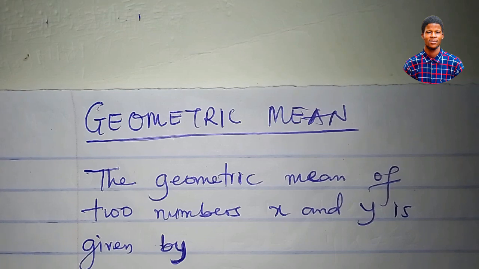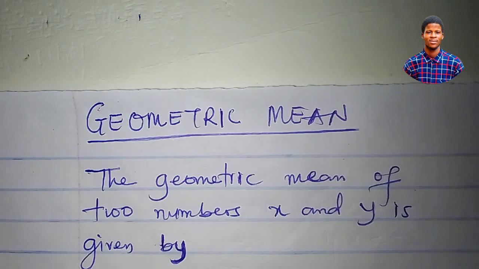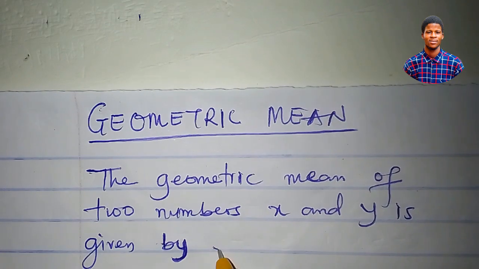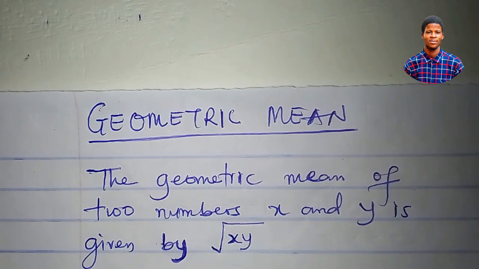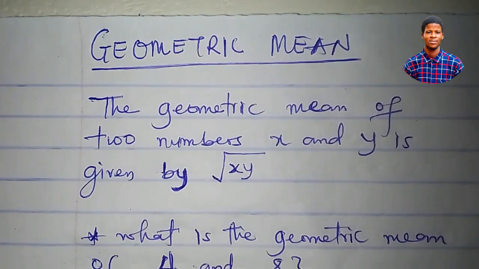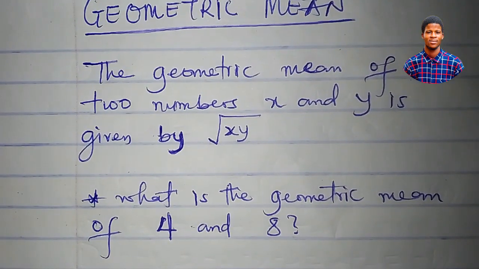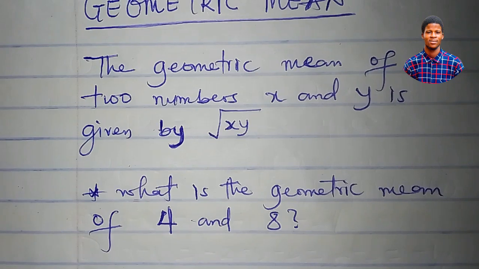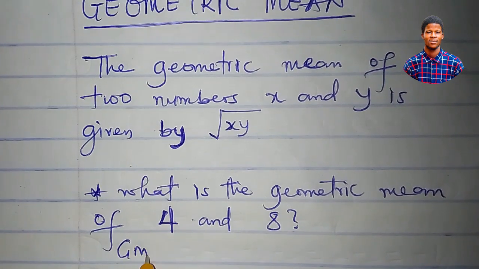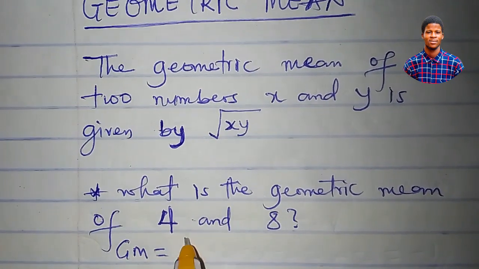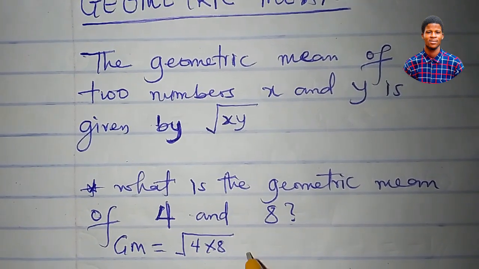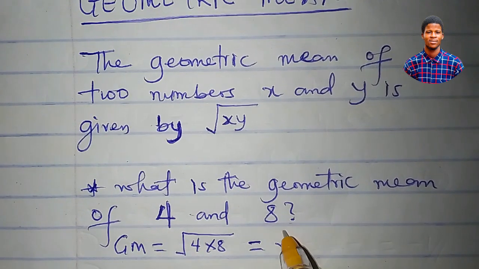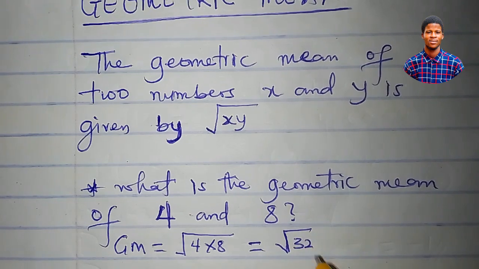The geometric mean of two numbers x and y is given by the square root of the product of the numbers, x times y. Going by this, what will be the geometric mean of 4 and 8? The geometric mean of 4 and 8 will be equal to the square root of 4 times 8. And 4 times 8 is simply 32. So we have root 32.